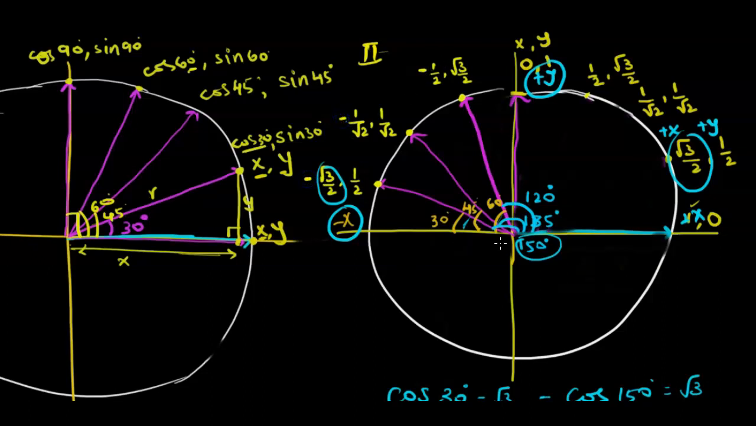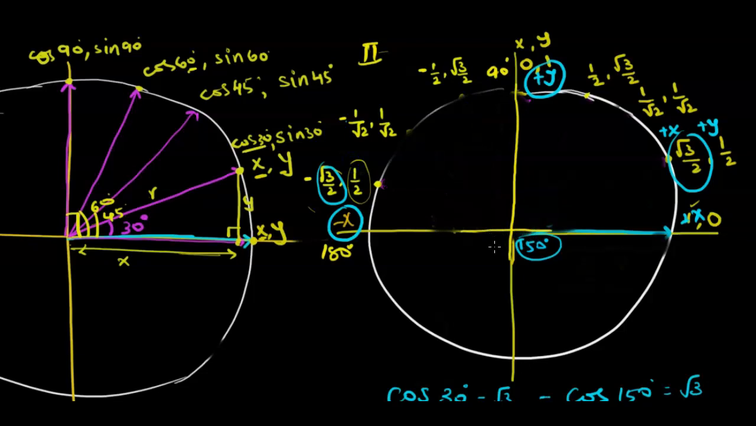So if we are asked to find the trigonometric ratios for any angle that lies between 90 degrees and 180 degrees, we know that angle lies in the second quadrant and the ratio is going to be negative for cosine, positive for sine.